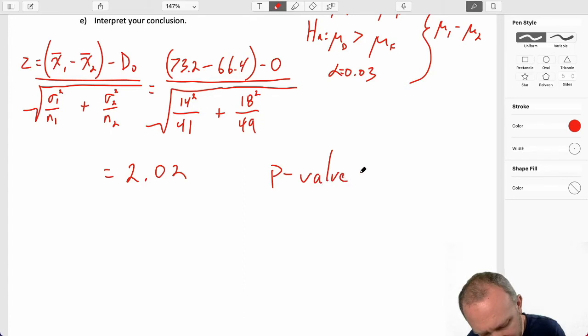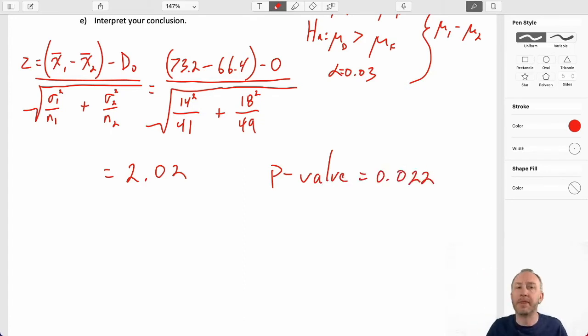And so once again, this is a one-tailed test, so that is my p-value. Meaning I don't have to multiply it by 2, right? If it were a two-tailed test, I'd multiply it by 2. It is not. So that gives me my p-value.